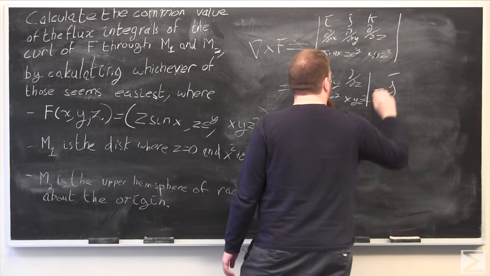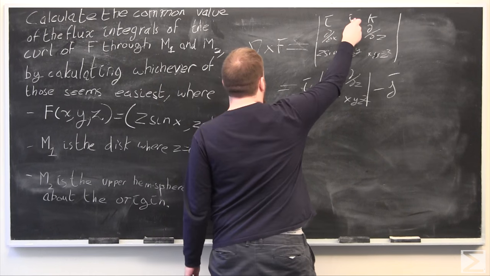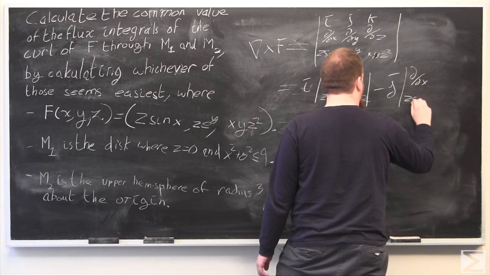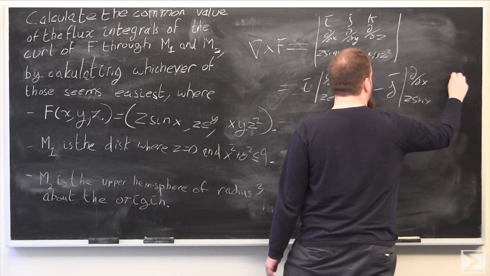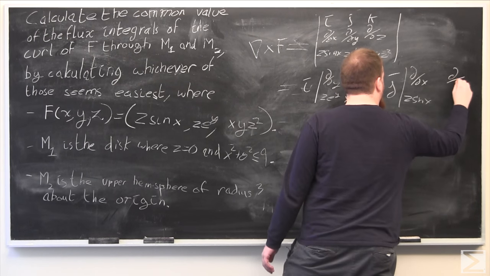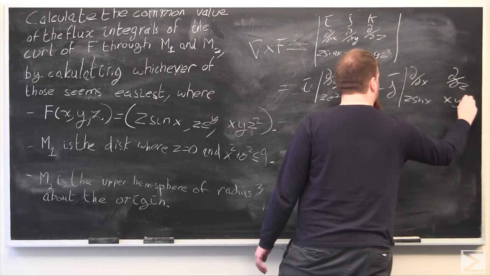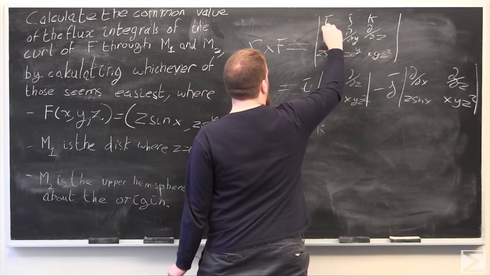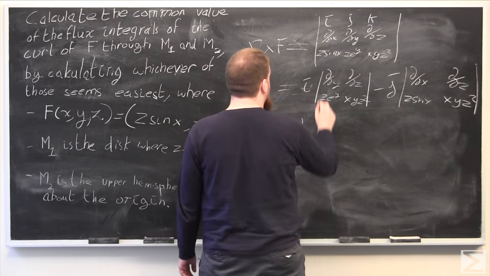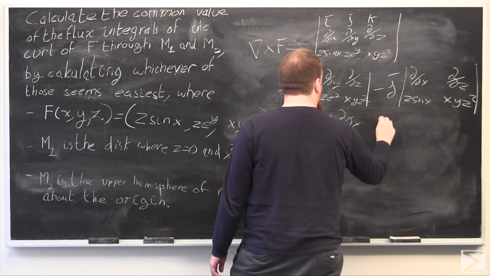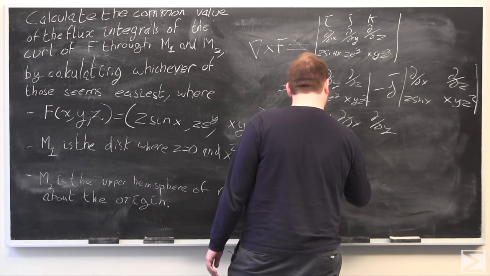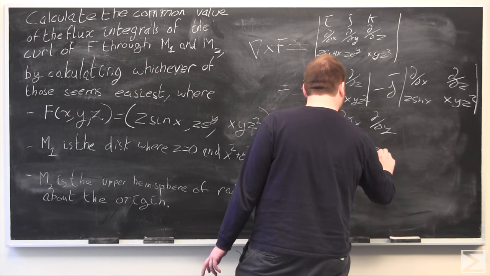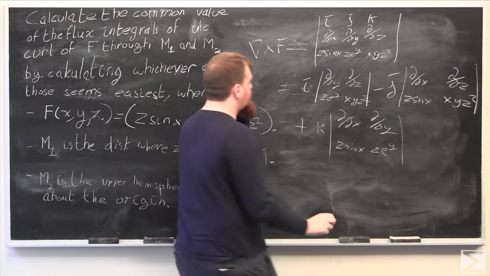minus j times the determinant of the matrix obtained by deleting the middle column, plus k times the determinant of this minor matrix, which is... all right. So now we can start calculating this.